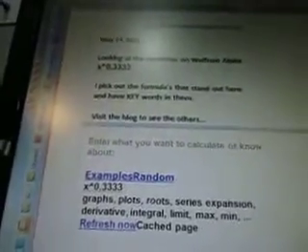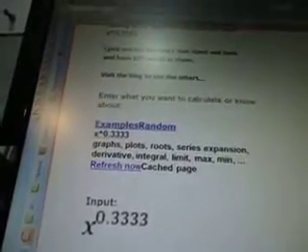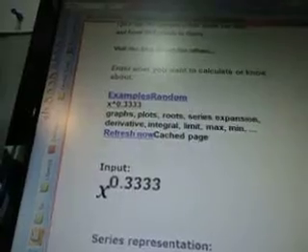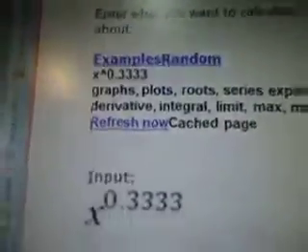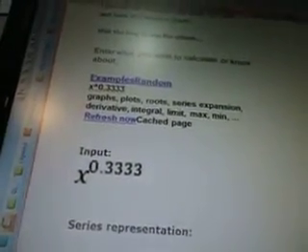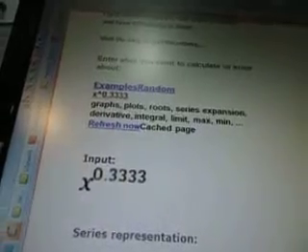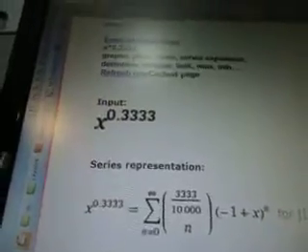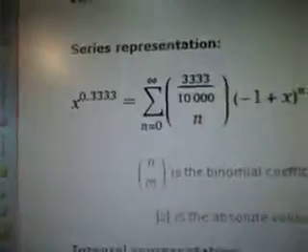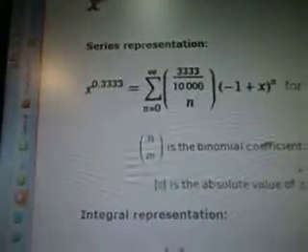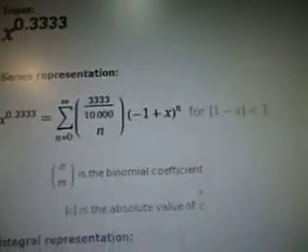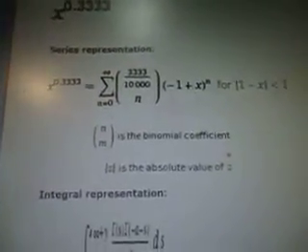Visit the blog to see the others. So enter what you want to calculate or know about. Examples, random. So it has this number here, and it says graphs, plots, roots, series expansion, derivative, integral, limit, max, min, refresh now. Input is x to that number. So this is the mathematical equation that goes with this particular number that comes up in the Wow alien signal.